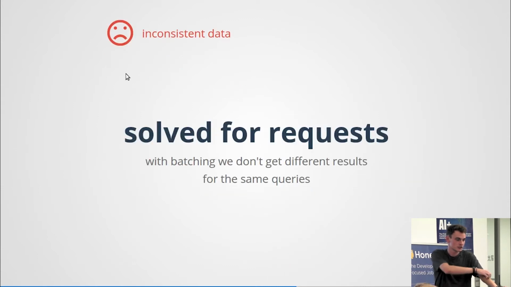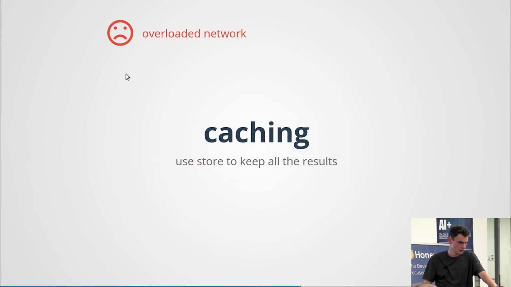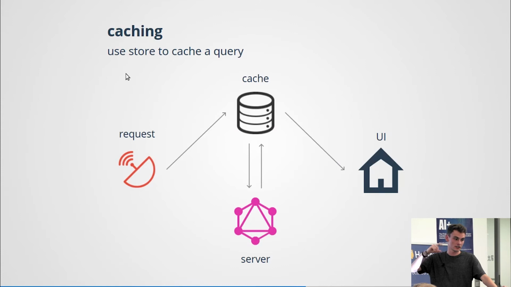So what about inconsistent data? We sort of solved that with the request batching, but we still get different results because of the round trips and stuff. But we can avoid overloading the network by using some caching mechanism. We can use a store to keep the result inside of it, and then when we do the request, we hit the cache, and we go straight to the UI if the result is there. If not, then we can fetch it from the server.